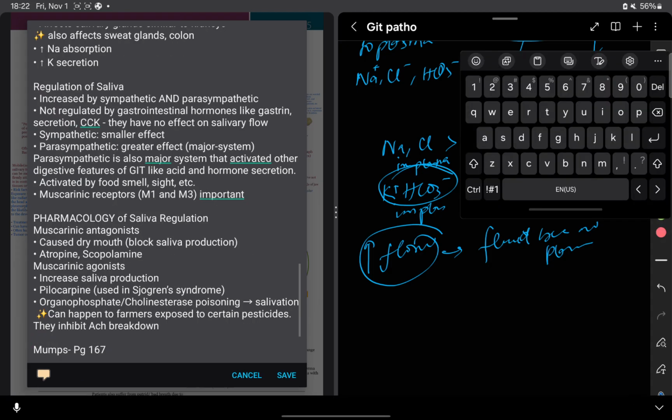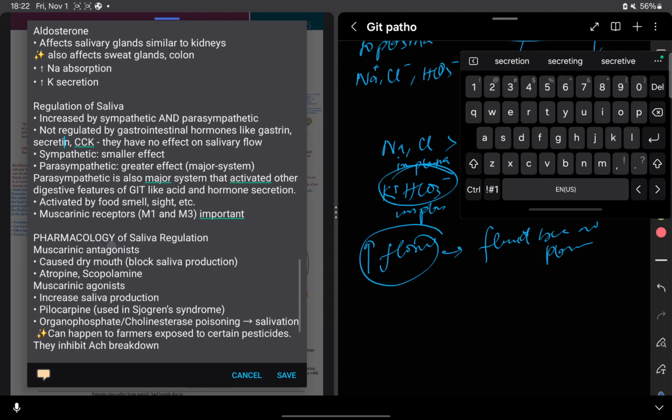Also coming to the regulation of saliva, saliva is regulated by the sympathetic and parasympathetic systems. We need to remember that it is not regulated by the GIT hormones like gastrin or secretin. Sorry, there is an error: secretin or cholecystokinin. They have no effect on the salivary flow.